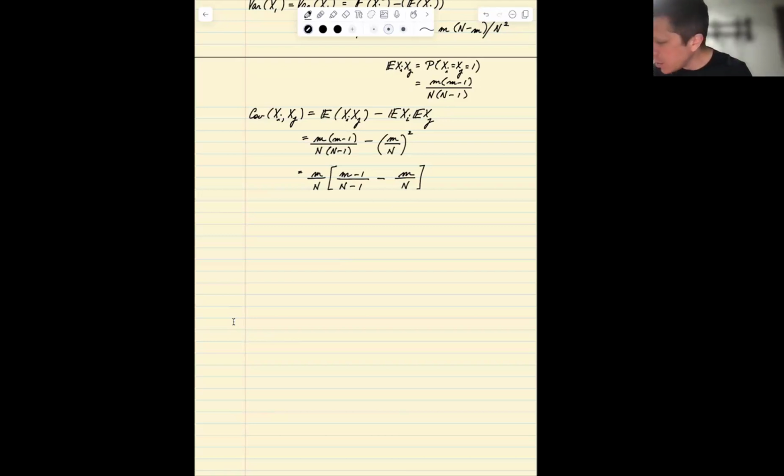So then to calculate the covariance, what we can do is a few things to rearrange. And if we do this, what we're left with is minus m over N times N minus m over N divided by N minus 1. So what we see is that this is actually negative. So the covariance is negative. And that should make sense once you think about it, because if we know that xi is 1, then we're less likely to think that xj is 1. That's again by the fact that if xi is 1, we know there's one less white ball in the urn to consider for xj.